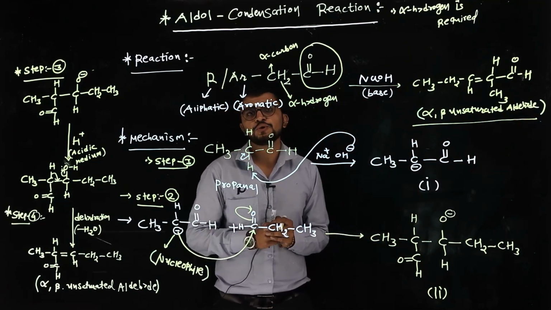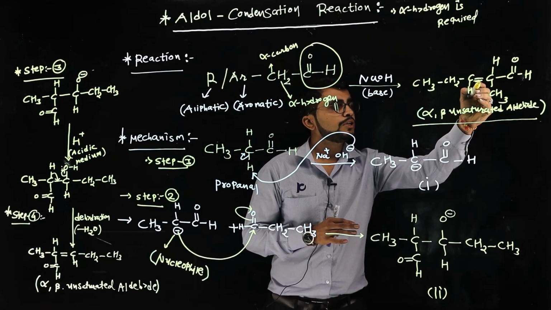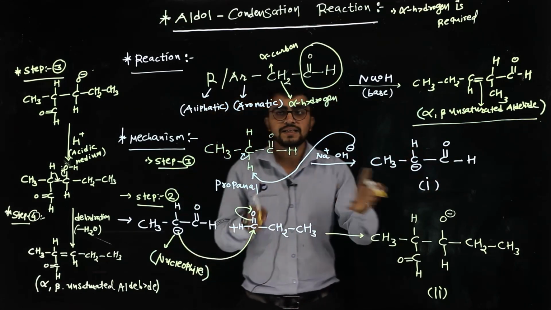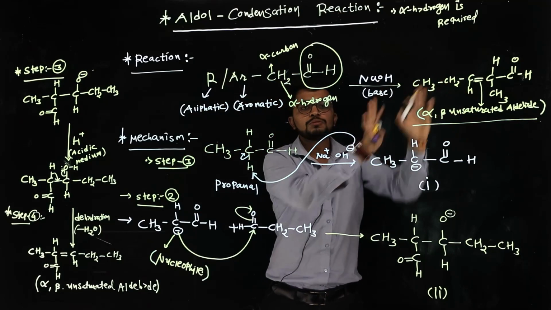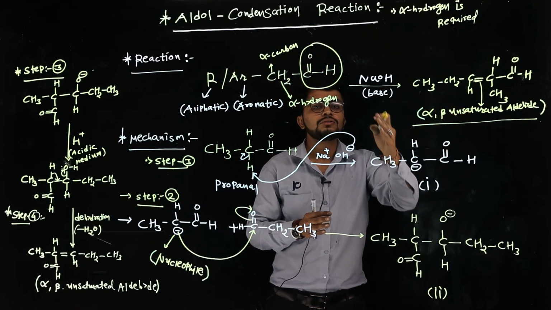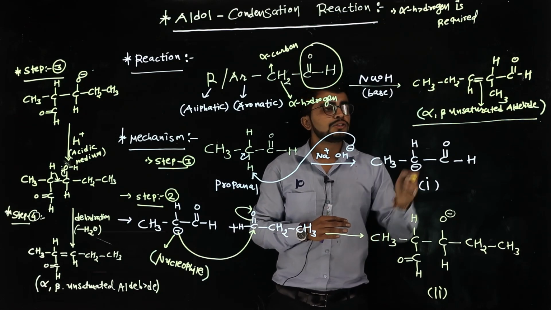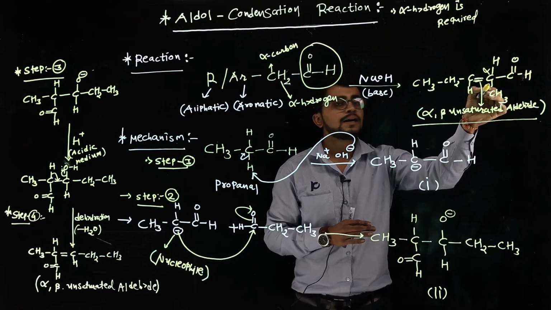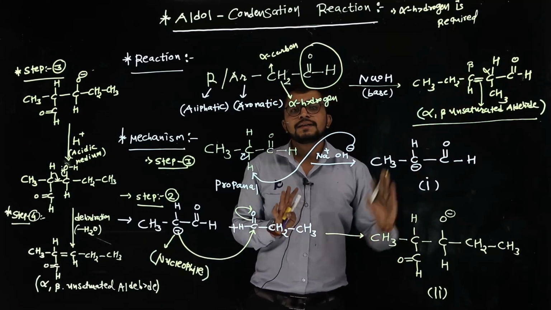What is an alpha beta unsaturated aldehyde? It means a double bond is there, some type of unsaturation, so it is called an unsaturated aldehyde. The reactant is converted into the product, in which the aldehyde functional group has an alkene attached to it. This is the alpha carbon, the adjacent carbon, and this is the beta carbon. So this is an alpha beta unsaturated aldehyde.